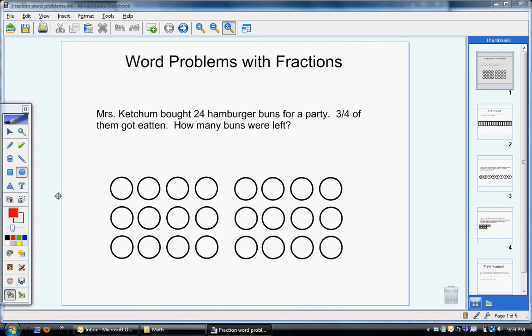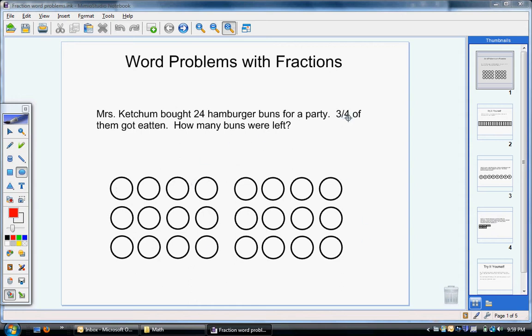So let's go ahead and practice this first one together. Mrs. Ketchum bought 24 hamburger buns for a party. 3/4 of them got eaten. How many buns were left? Now, first thing we need to do is to sketch this idea of 3/4 and really understand what that 3/4 is telling us. That's saying 3 out of 4 buns got eaten, or 3 out of 4 sets of buns got eaten. So here I have 24 hamburger buns.